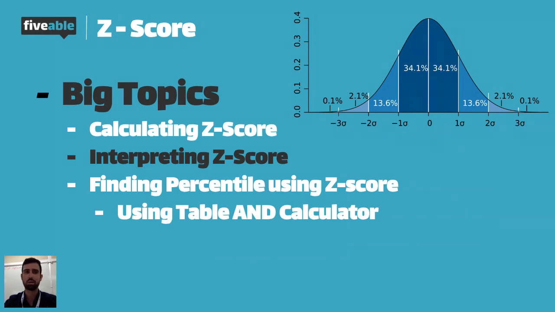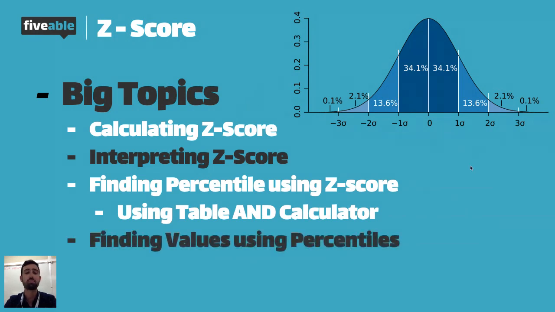I prefer the calculator, but a lot of students like having that physical table, which looks a little bit like this. You've probably seen it before. It's in your textbook. It'll be on your AP exam. So just in case, let's say your calculator batteries go out, you can find percentiles using z-score and your table. We're also going to be finding values using percentiles. So if they ask you what would the weight of a male grizzly bear be at the 40th percentile, you can then give that to them.